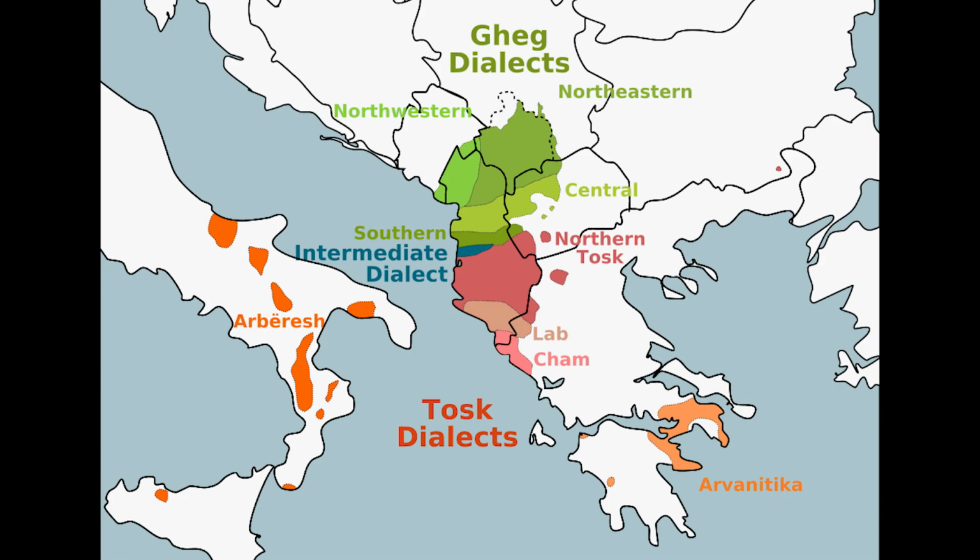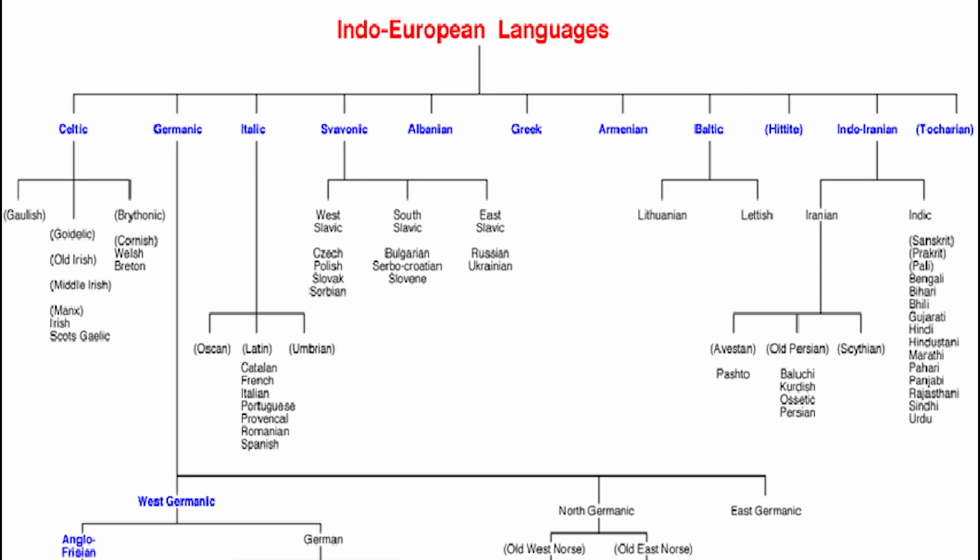It has different dialects, the most common being Tosk and Geg. Geg is spoken typically in northern Albania and Kosovo, and Tosk is spoken in the south. One interesting thing about Albanian is that it is not part of a branch of the Indo-European tree, but is its own branch. That makes it very different to the other Balkan languages.